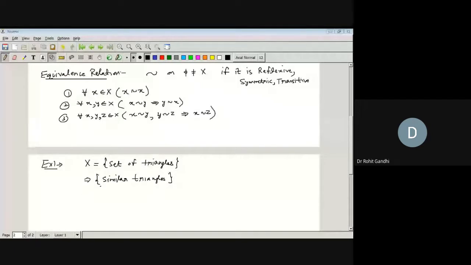So we are taking a set containing similar triangles. Suppose I have a triangle delta 1 belongs to this and delta 2 belongs to this, so they are similar to each other, right? So what can we say about its reflexivity? If I say that this set is reflexive or not, suppose I am denoting this set by R again, right? So when I want to see whether this relation of similarity between the triangles is reflexive or not.